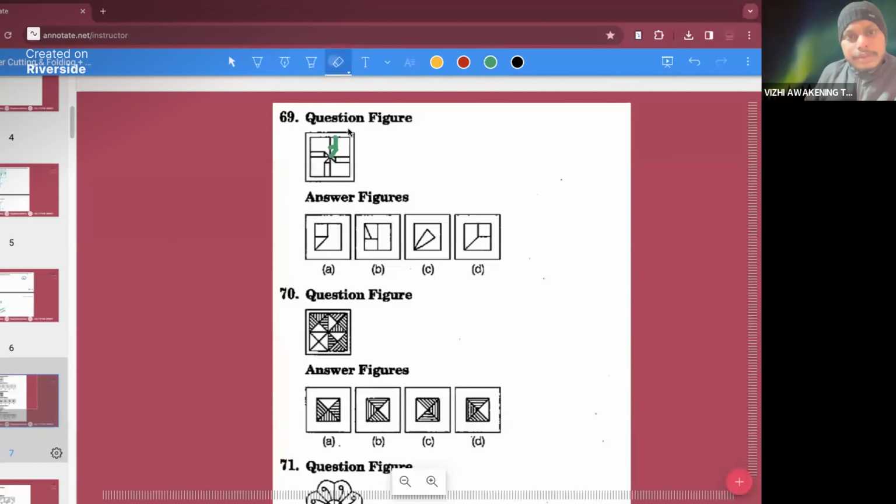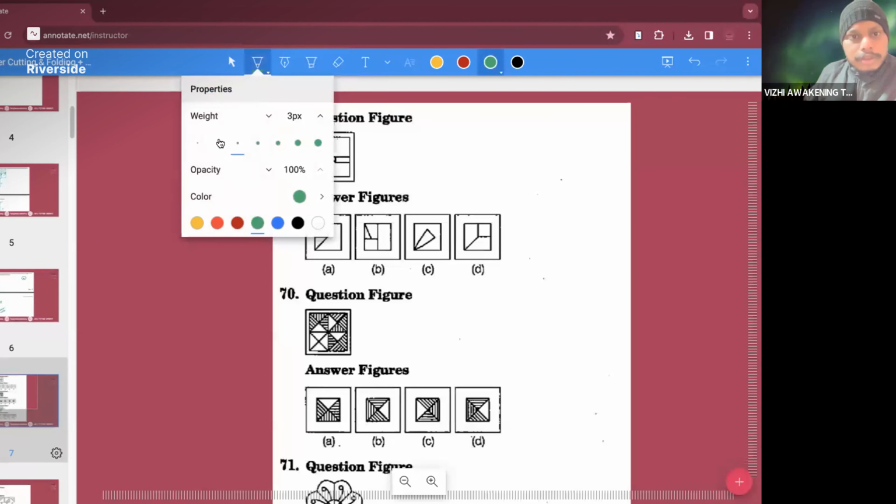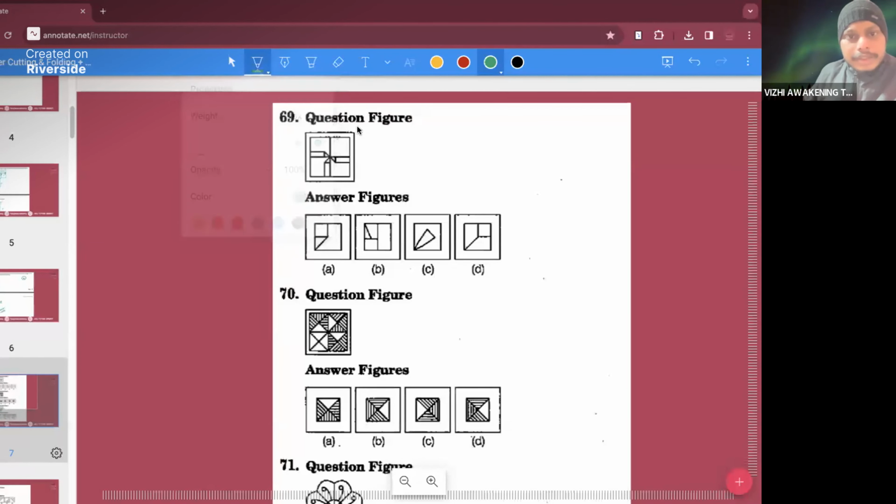Right, guys? Let me do one more thing. Let me reduce the weight. This is a straight line, guys. You will have something like this. None of these three options are as close as this one, right, guys? Yes. Next one.